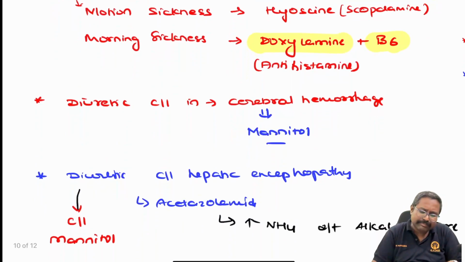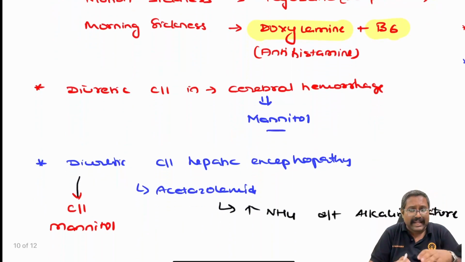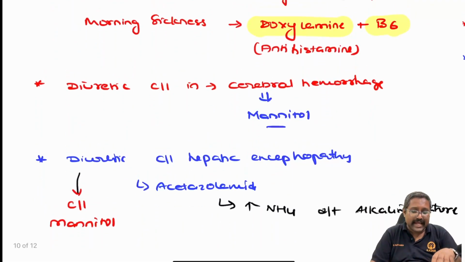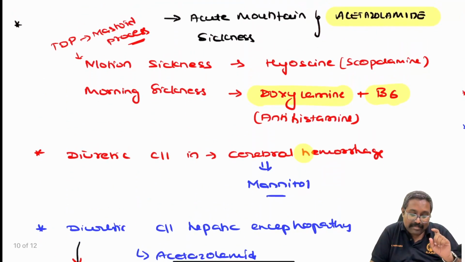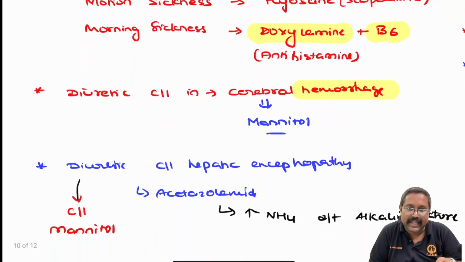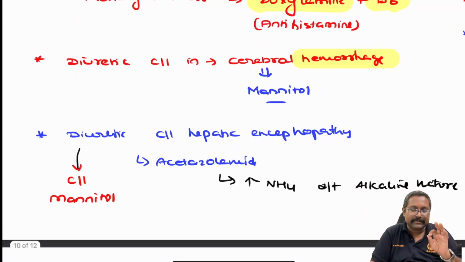So next we have diuretics, which are contraindicated. So diuretic, especially in cerebral edema, you use mannitol. But if there's a cerebral hemorrhage, the mannitol is contraindicated. And diuretic is contraindicated.